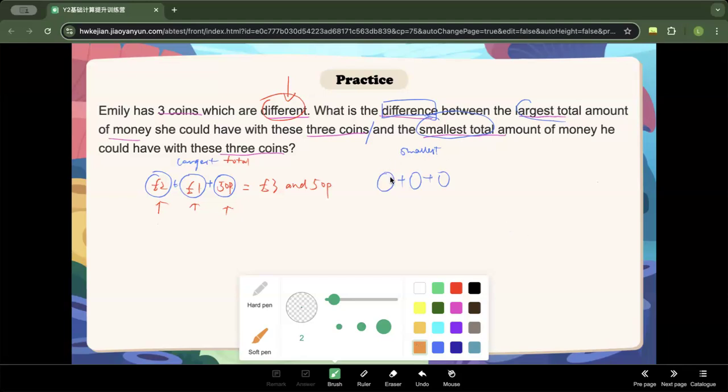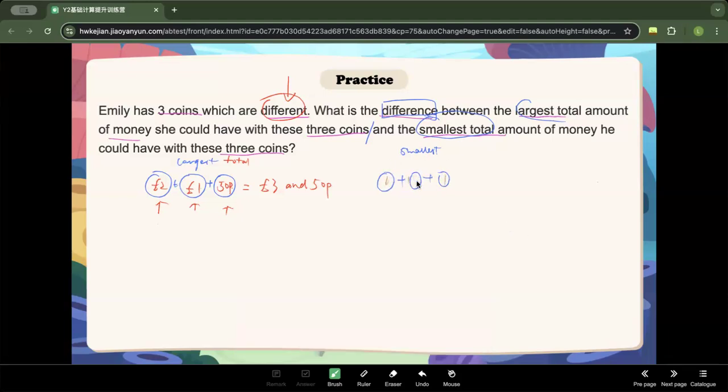Okay. Can I have 1 pence and 1 pence and 1 pence? No, this time we want different kinds of coins. So we're going to have 1 pence, that's definitely the smallest kind of coin, followed by 2 pence, that's it. Very good. And then we're going to have 5 pence. Okay, so let's calculate. This time it will be much easier, which will be 8 pence in total.